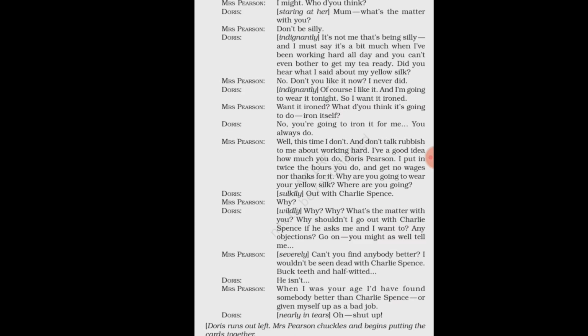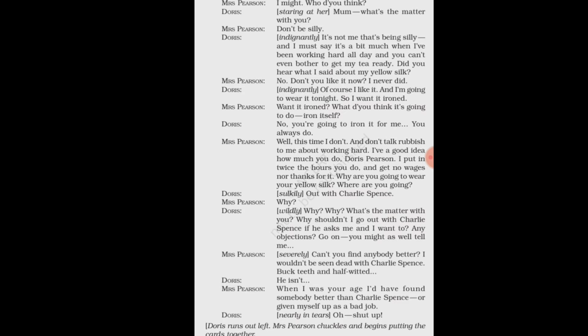Mrs. Pearson, severely: Can't you find anybody better? I wouldn't be seen dead with Charlie Spence. Buck teeth and half-witted. Doris: But he isn't. Mrs. Pearson: When I was your age, I would have found somebody better than Charlie Spence or given myself up as a bad job. Doris, nearly in tears: Oh, shut up. Doris runs out left and Mrs. Pearson chuckles and begins putting her cards together. After a moment, Cyril Pearson enters. He is a masculine counterpart of Doris.